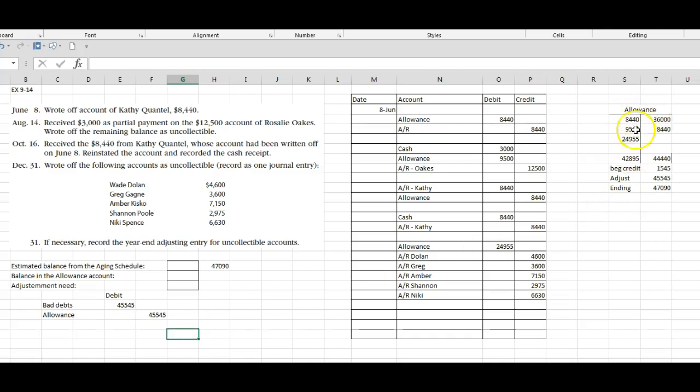So you're always keeping a running balance. That becomes our beginning. So this was our 47,090. The balance was 1,545, and the adjustment needed was 45,545. Clear as mud? We'll keep going. We're going to do another. Now we're going to do the homework, so hold on.